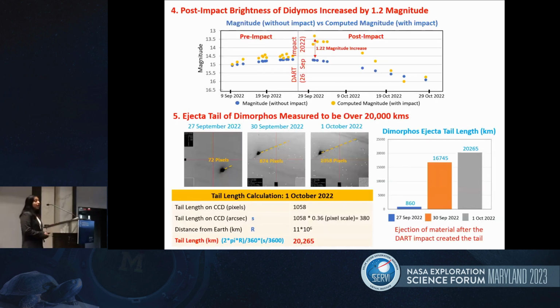Fourth, I measured an increase in the brightness of Didymos of 1.2. This was caused by all the debris around the asteroid right after the impact, reflecting sunlight. This ejecta, I also measured the length, and it came to 20,000 kilometers, which is quite a lot.